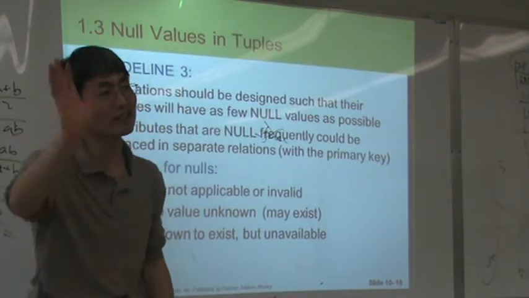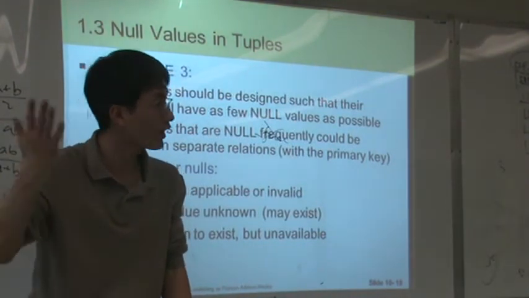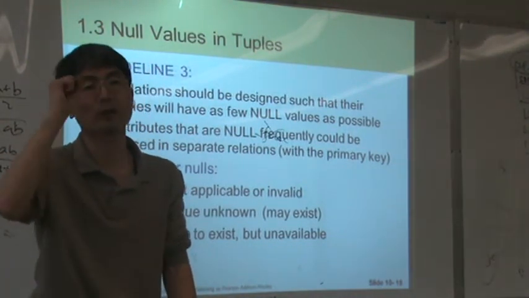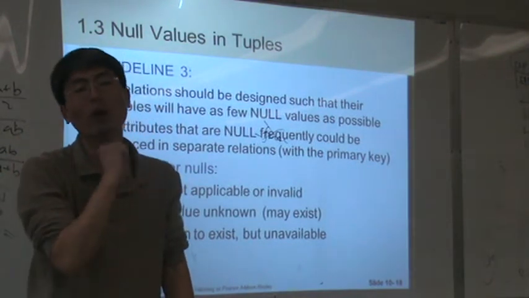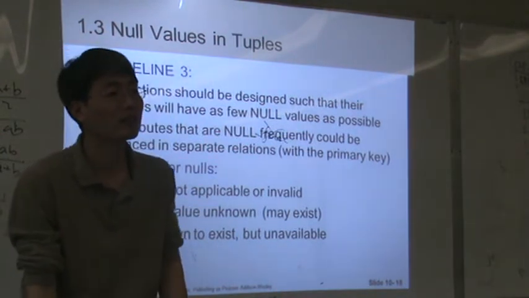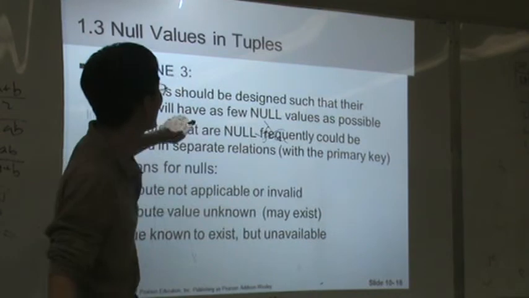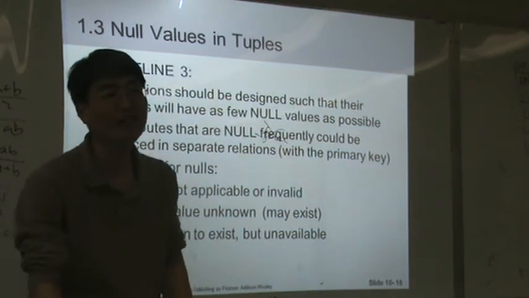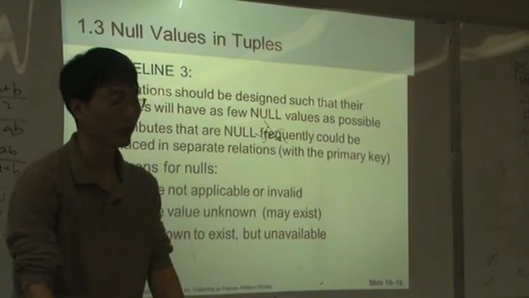So the first guideline, simple: one table, one meaning. Second guideline, no anomaly: no insert, no update, no delete anomaly. The third guideline, as few nulls as possible. If you keep such basic guidelines, your database design may be reasonable. Okay?